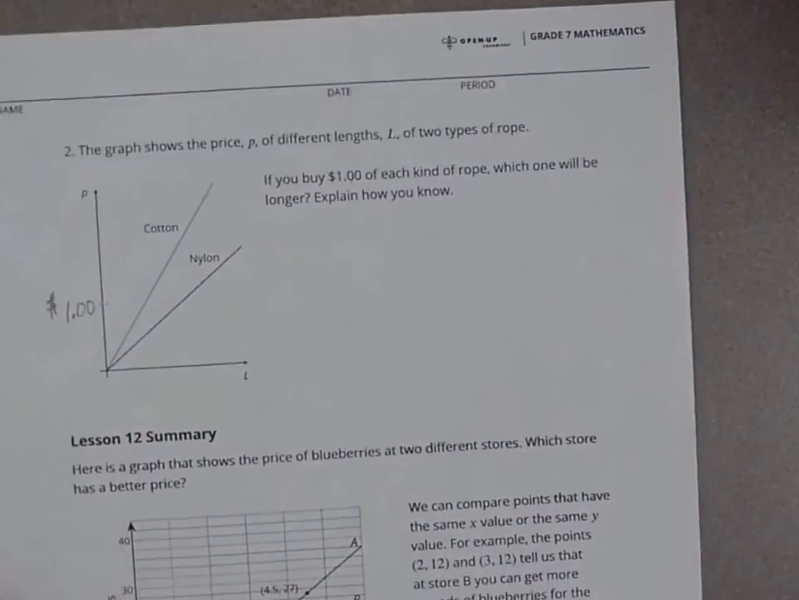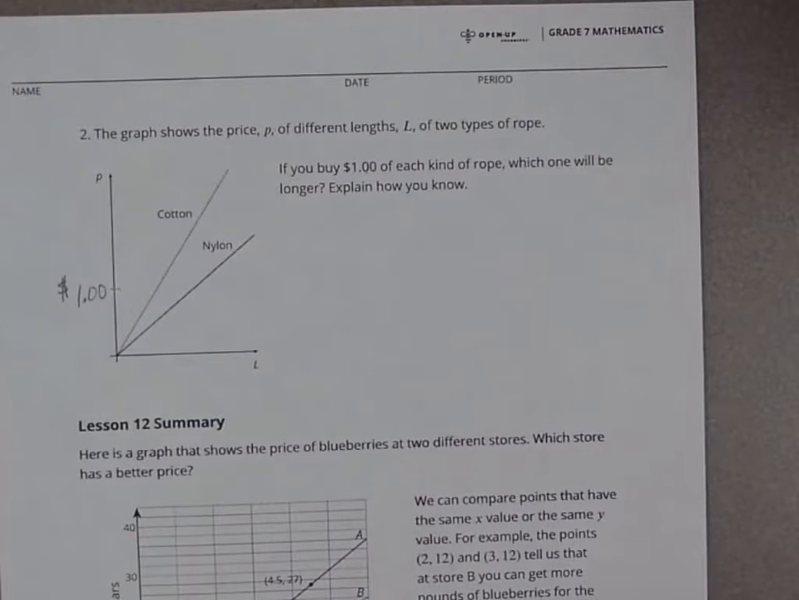Okay, $1 of rope costs about that much. So which one is going to be longer? Which one's going to be longer? Again, with the shoulder partners, ready, set, go. And why? Make sure you explain.